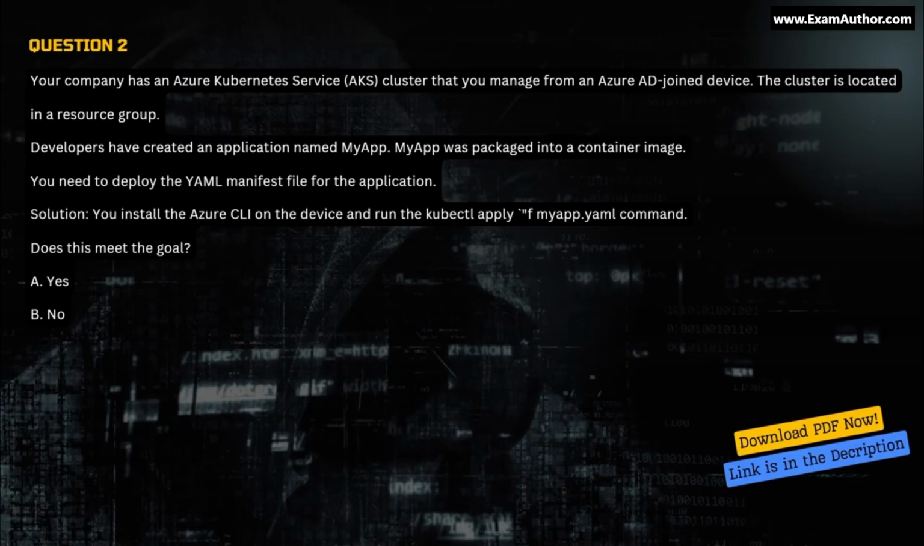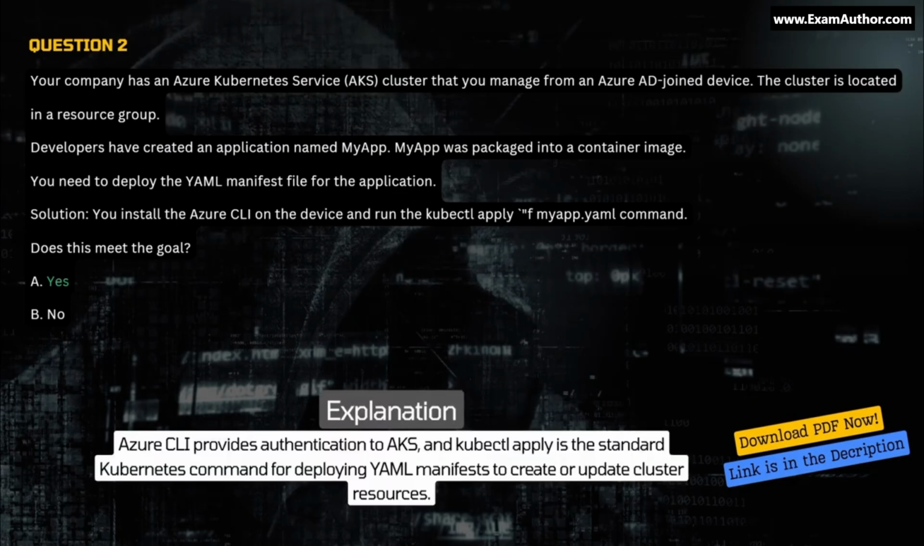A. Yes. B. No. Correct answer A. Yes. Explanation. Azure CLI provides authentication to AKS, and kubectl apply is the standard Kubernetes command for deploying YAML manifests to create or update cluster resources.